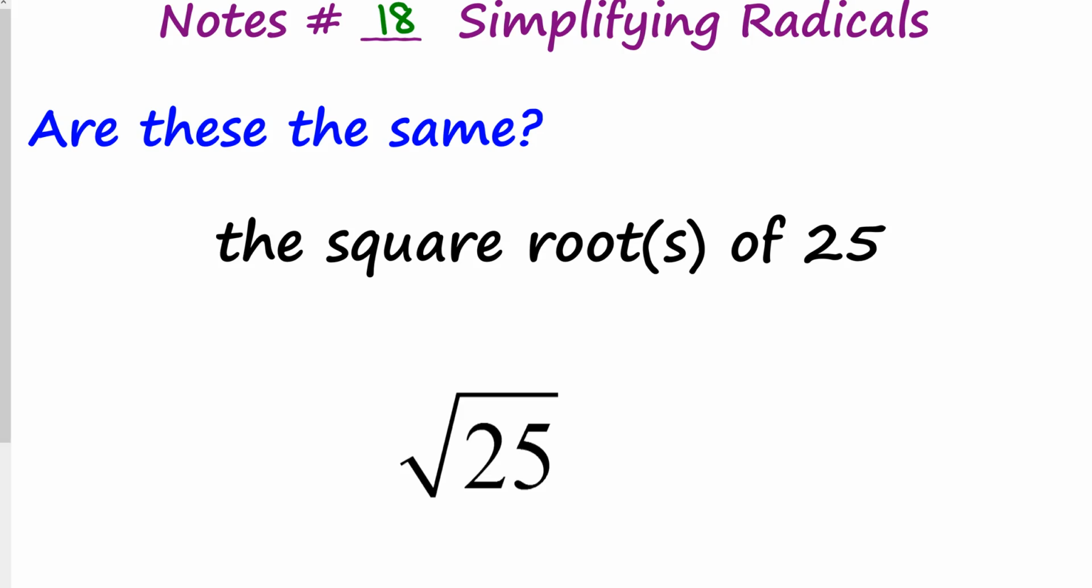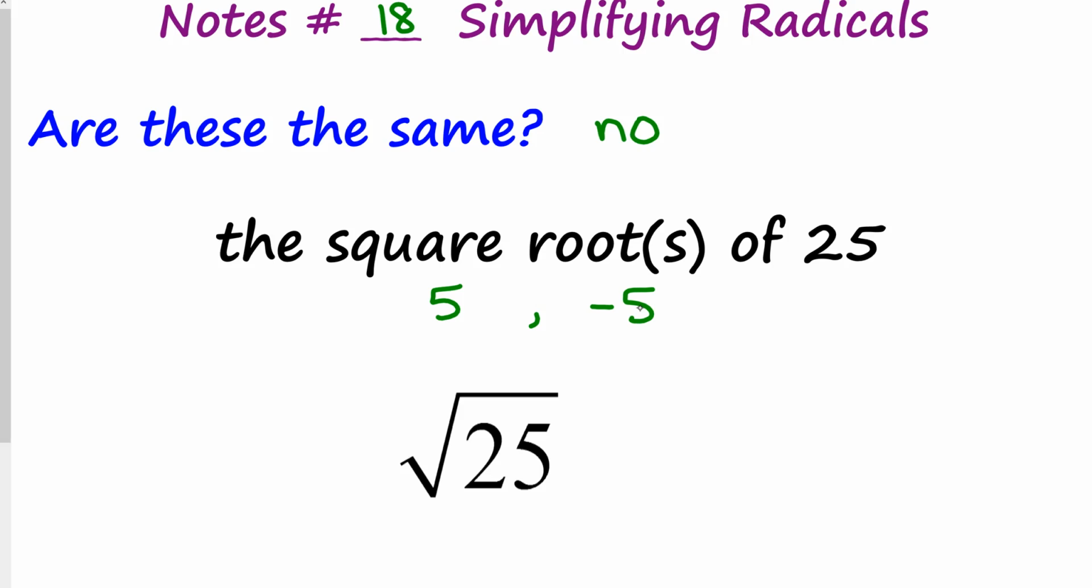So I start with a question, are these the same? If I use the words and ask you for the square root or square roots of 25, or if I use the symbol square root 25, are these the same? And the answer is no. So if you're using the words find the square roots, it means just find whatever numbers you could square to get 25. And so you could square 5 to get 25, you could square -5 to get 25. So there are two answers to that.